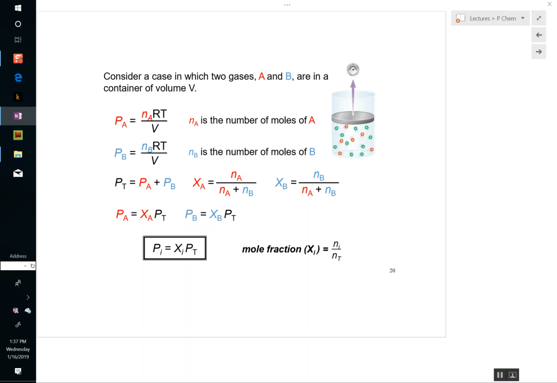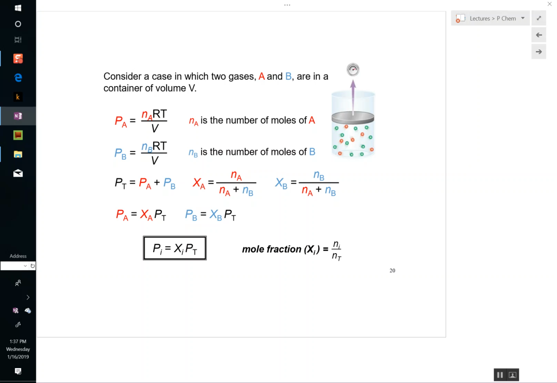This is the mole fraction. So the mole fraction for gas A is the moles of A over the total moles. And the mole fraction for B is the moles of B over the total moles. So PA is XA times the total pressure. PB equals the mole fraction of B times the total pressure. Here's your general equation. Your partial pressure for any particular gas in the mixture is its mole fraction times the total pressure.